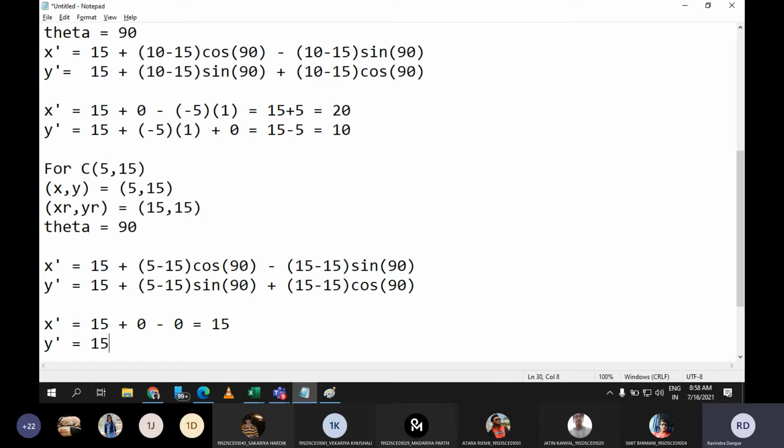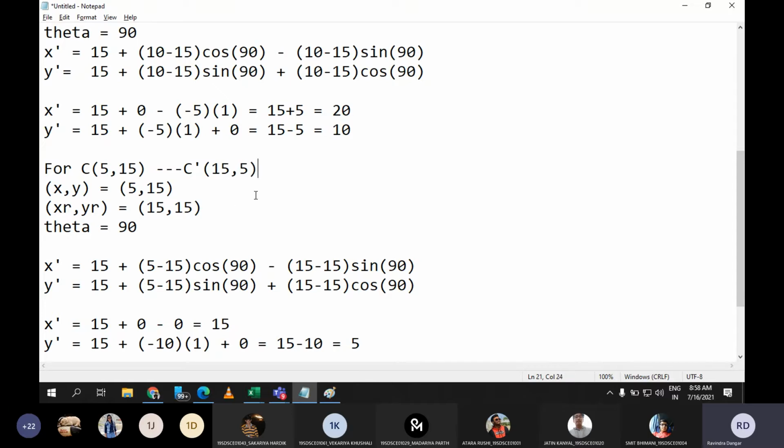For y dash, it will be 15 plus 5 minus 15, which is minus 10, into sin 90, which is 1, plus 15 minus 15 is 0, and cos 90 is also 0. Again resolve it. 15 minus 10 is equal to 5. Is it fine? 15 and 5. Yes sir. So our point was C, where the original coordinates were 5 and 15. After rotation, we are getting the new point, which is C dash, where the values are 15 and 5.